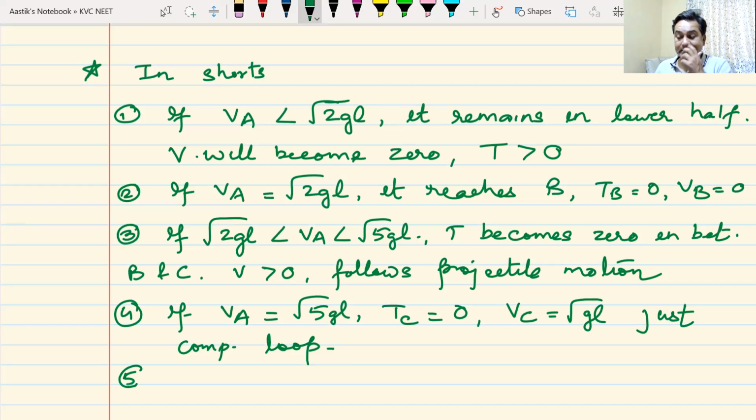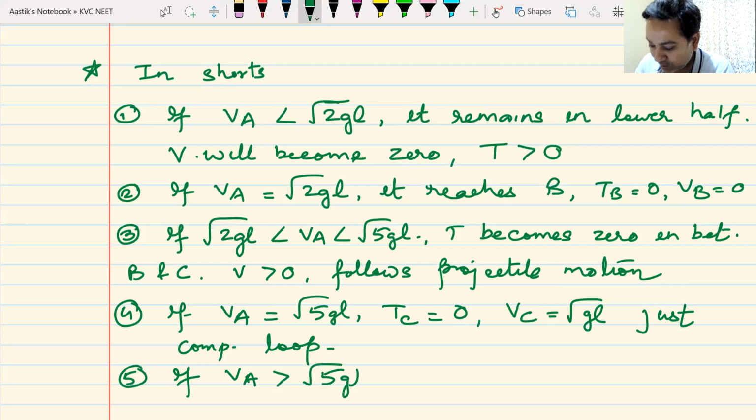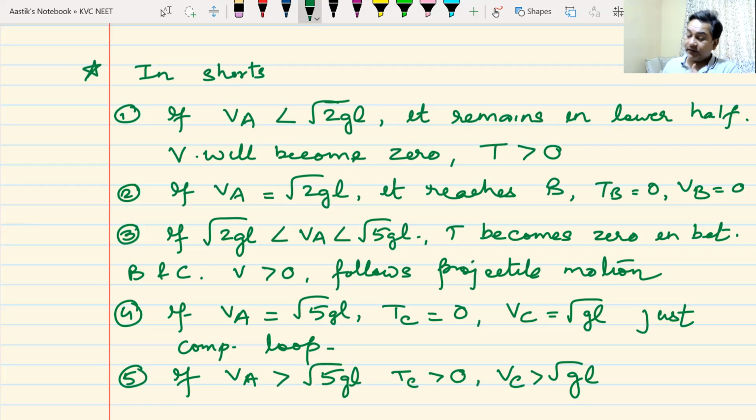Last but not the least, speed at point A is greater than root 5 GL. Tension at point C is greater than 0. Velocity at point C is greater than root GL. It completes the loop successfully. No problems.